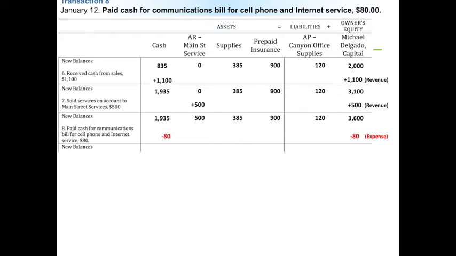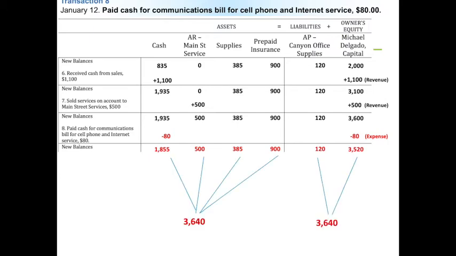Just like in your personal life, all of your expenses will make your cash go down. You figure out your new balances and they will look like this. And again, you balance out the left side and the right side, and you can see that those numbers equal out.